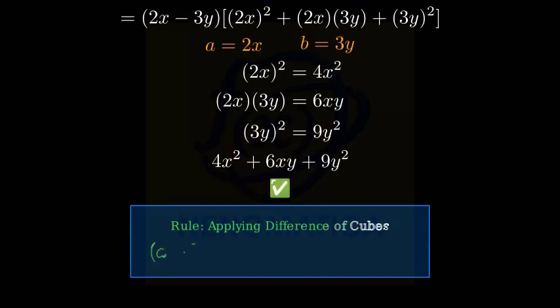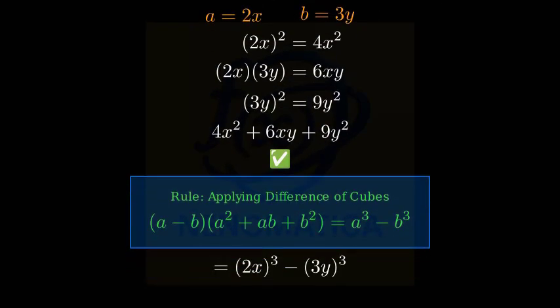Now we can apply the difference of cubes formula, which states that (a - b)(a² + ab + b²) = a³ - b³. In our case, a is 2x and b is 3y. So we get (2x)³ - (3y)³.